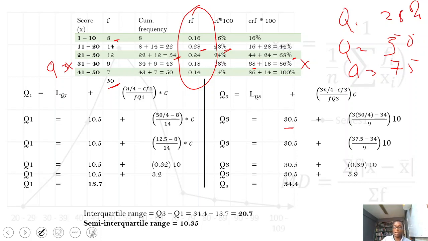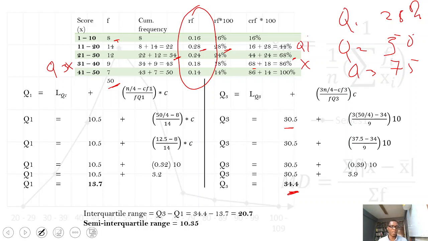So if we solve what we have here, our answer will be 34.4. So that's our Q3 point. We will do the same thing for Q1. Q1, don't forget, is 25%. The first class accounts for up to 16%, or the 16th percentile. The second class contains our Q1, because the 25th percentile will be found in this class.